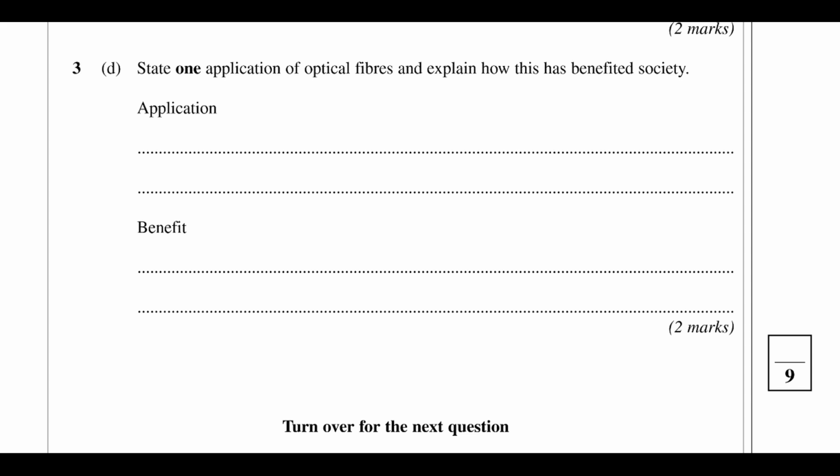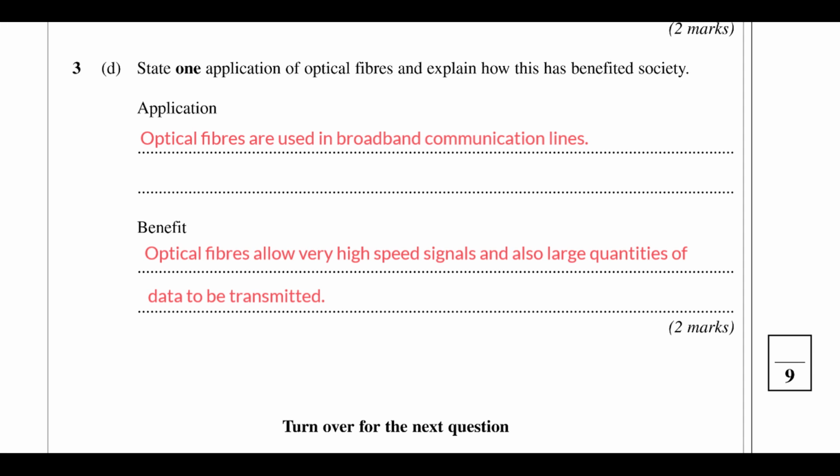So let's put that into text. So that's what we've got here. They're used for broadband communication lines, and the advantages you get, they're very high speed. You're using light, and you also are able to transmit very large quantities of data using them, both of which are very useful. All right, so let's move on to the next question.